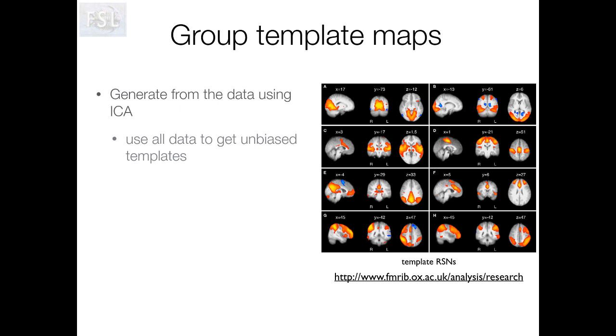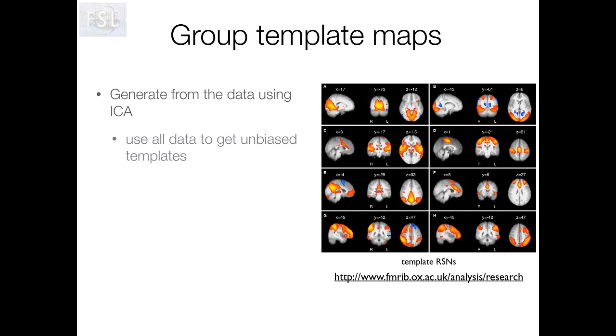So when you're creating these group ICA templates using group ICA, it's important to use all of your data. It might be tempting to perform the group ICA just on your control group, because you might have a group of healthy controls and a group of patients with some sort of neurological disorder. The data from the healthy controls might produce really nice, clean ICA components that look perfect, and therefore you might be tempted to use just your controls to generate the group ICA components, which you will then use as templates.